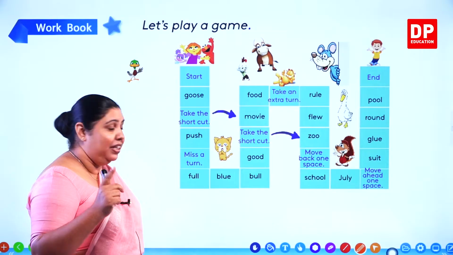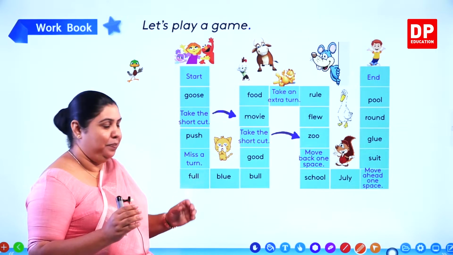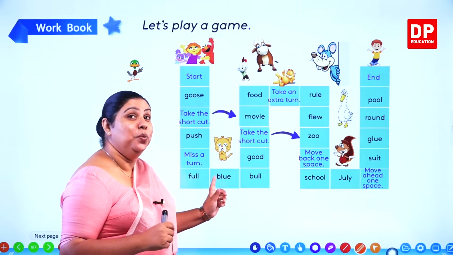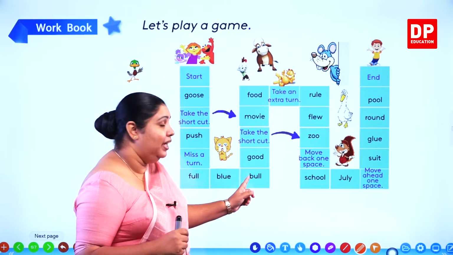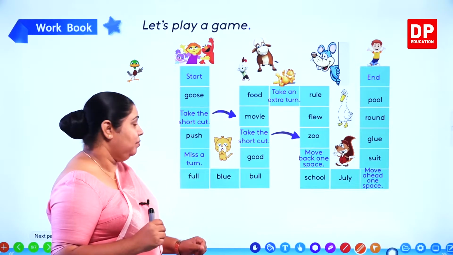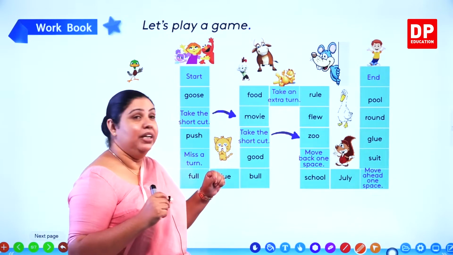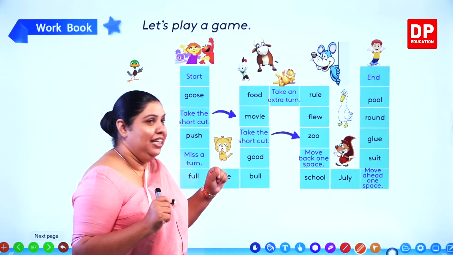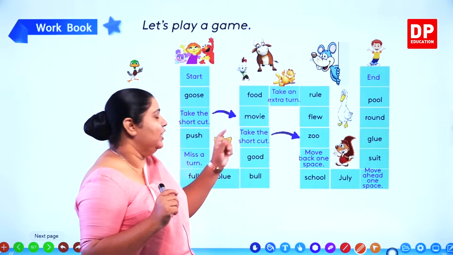Then we have the word full. The short u, full. Then we have the word blue. Blue. We have the word blue. Then we have to pass the word bull. Bull. The short u. Then, after passing the bull, we come to the word good. Good. We have come here. After that, if you come to this square, take the shortcut.